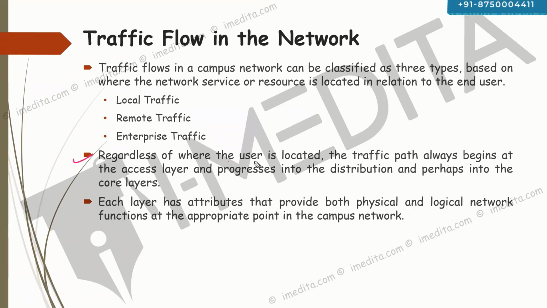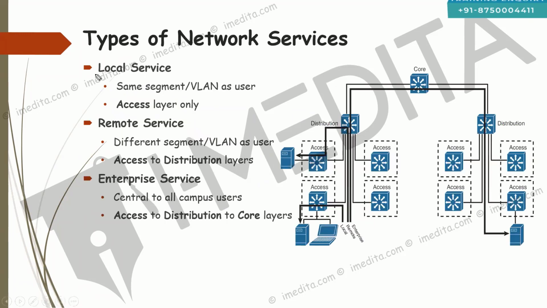Regardless of where the user is located, the traffic path always begins at the access layer and progresses into the distribution and perhaps into the core layer as well. Each layer has attributes that provide both physical and logical functions at the appropriate campus area network design. So if your traffic originates here, say a user wants to access a resource, and the user and resource belong to the same segment or VLAN, those services are going to be referred to as local services, and this traffic is going to be referred to as local traffic.